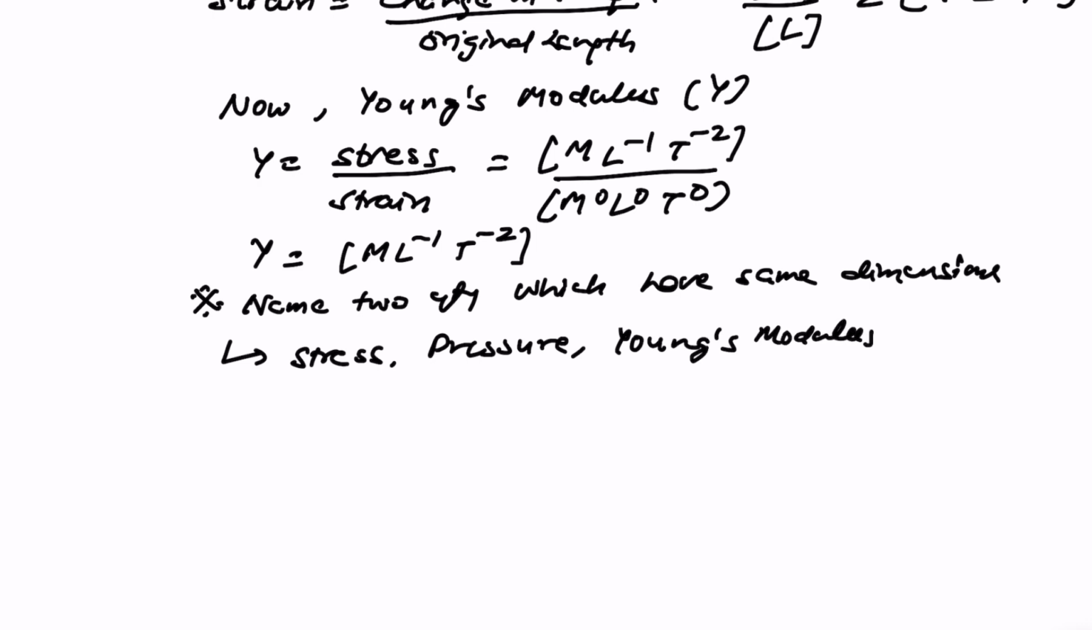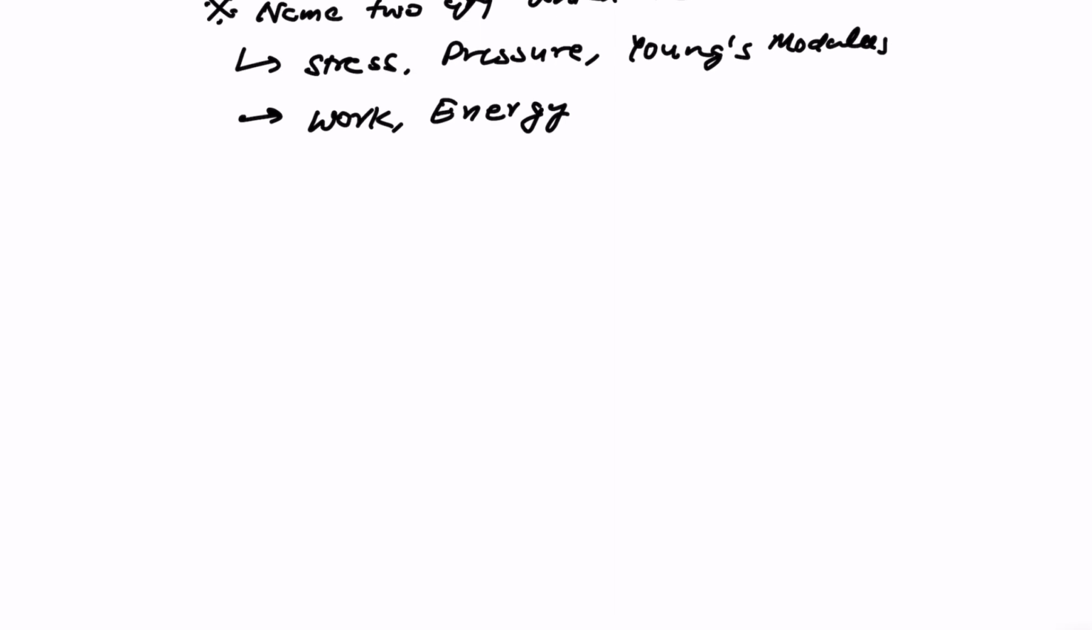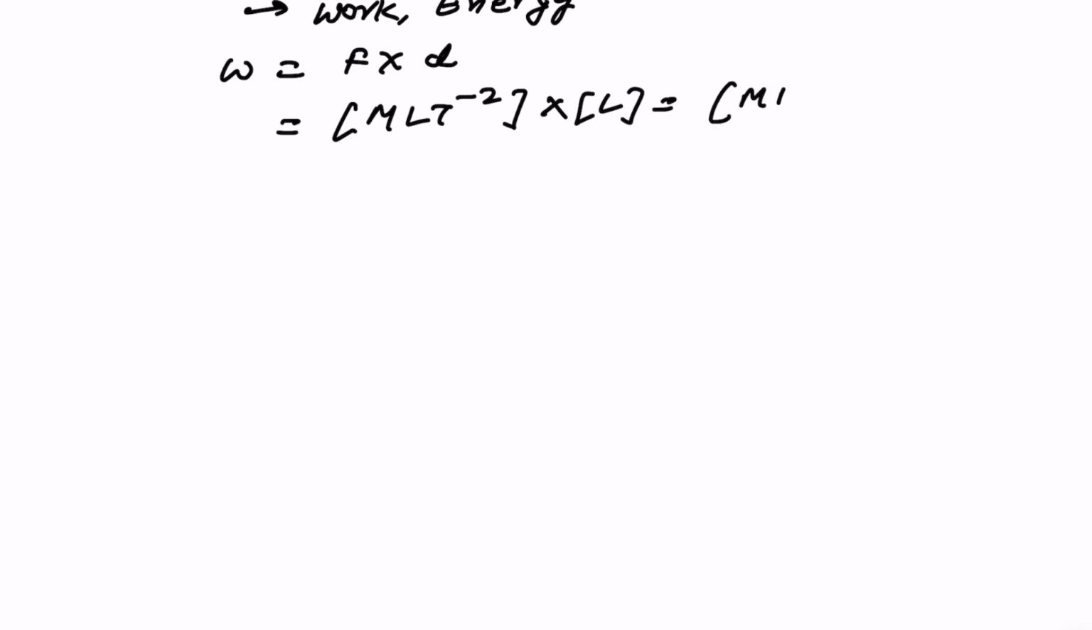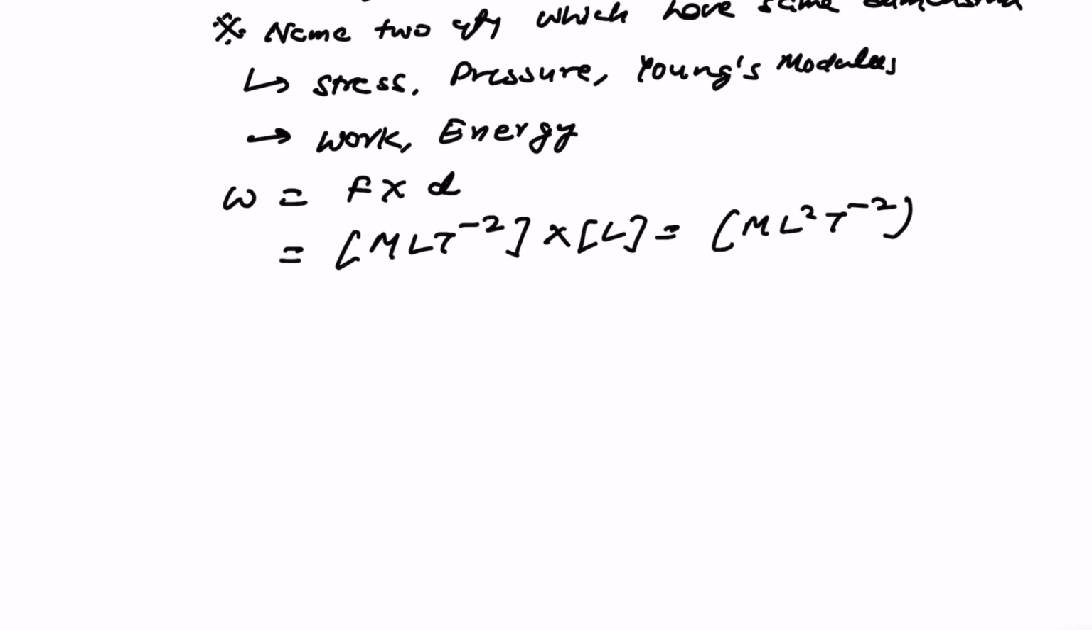Two more quantities have the same dimension as each other: work and energy. In case you want to see the dimension of work, we know work is force into displacement. The dimension of force is MLT minus 2, and displacement is a type of length, so its dimension is L. So it is ML square T minus 2. Now, energy is the capacity of a body to do work, so the dimension of energy is also the same. Whatever the type of energy, whether kinetic energy, potential energy or heat energy, the dimension of all is ML square T minus 2.